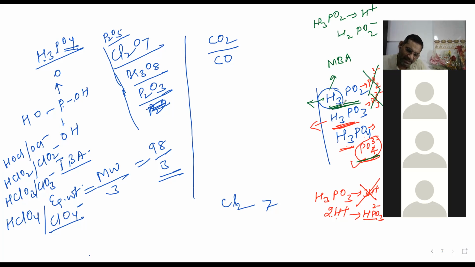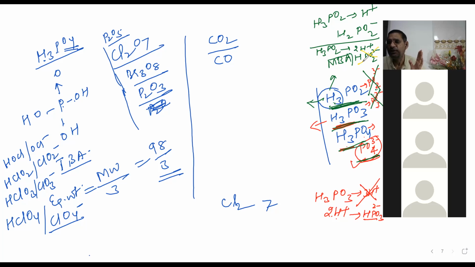It is a monobasic acid, so it can lose only one H plus. This is a dibasic acid, so it can lose only 2H plus. This is a tribasic acid, so it can lose 3H plus. So H2PO2 minus will be possible, but PO2 3 minus won't be possible. And if 2 hydrogens are lost, then it will be HPO2 2 minus. This will also not be possible, because it can't donate 2H plus.